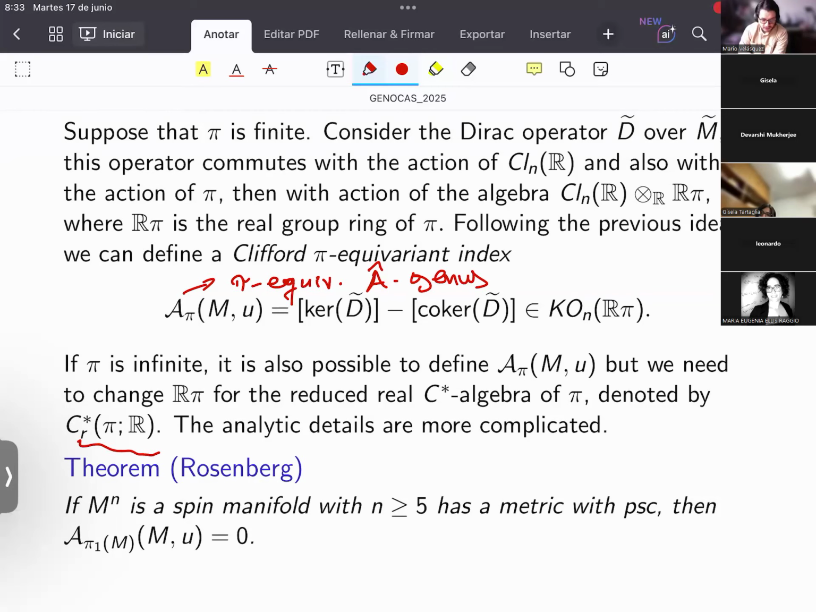And we have this theorem of Rosenberg: if M is a spin manifold with dimension greater than 4, and this manifold has a metric with positive scalar curvature, then this equivariant A-hat genus is 0. It is proved using an analog of the Lichnerowicz formula at the beginning, but we need to work over the universal cover.